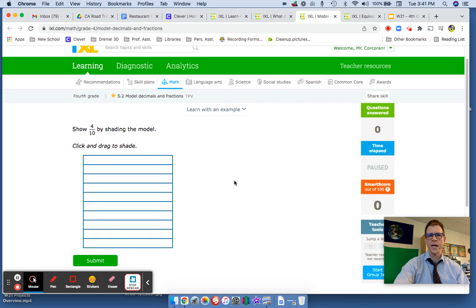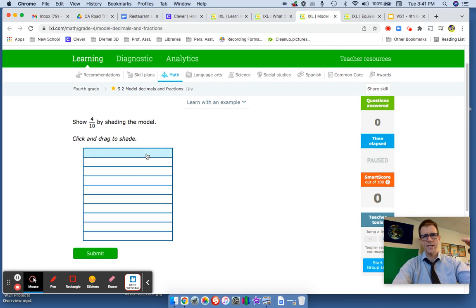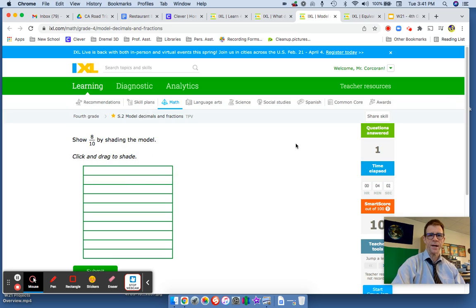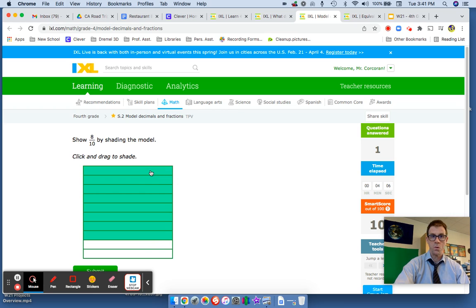In S2, they want you to interact with it more. Same thing, except now instead of vertical tenths, it's horizontal tenths. 1, 2, 3, 4 out of 10. What's next? 8 out of 10. Wonder if it'll let me do a bunch. I wonder if it will do that.